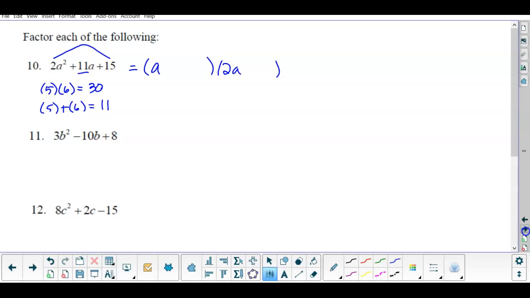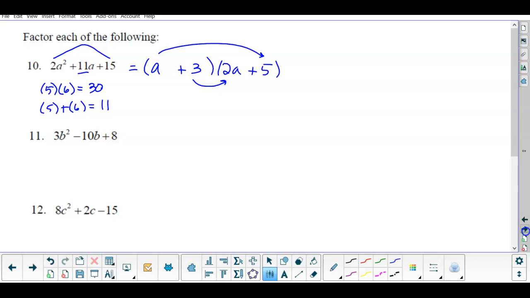And then I think, okay, how to get my middle term of 11A, I've got to go my outside and my inside. So look at these two numbers. That's what I have to get for my outside and my inside. Obviously, if this is a 2, this has to be a 3. There's only one even number there. And so the other one has to be 5.